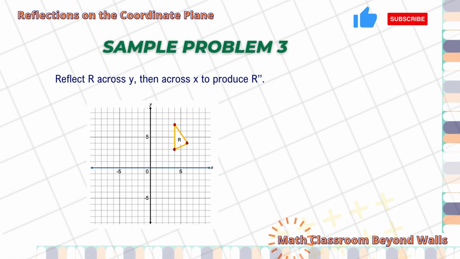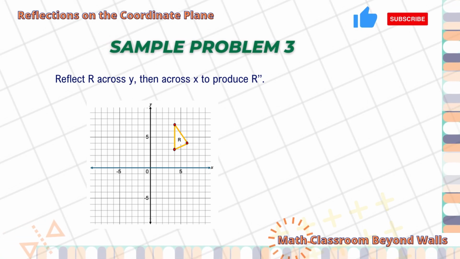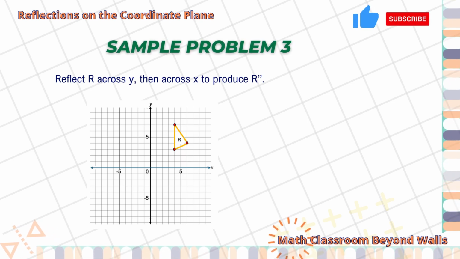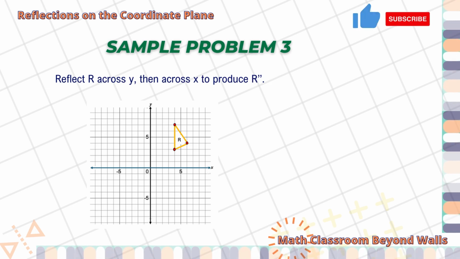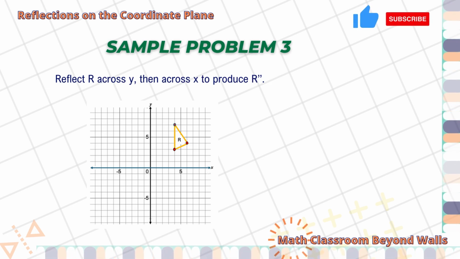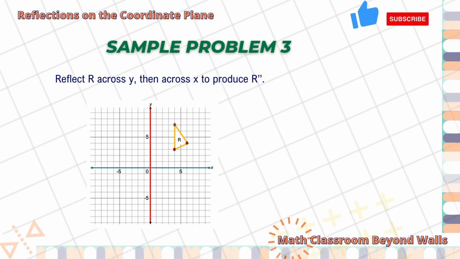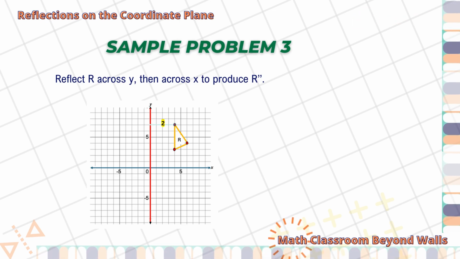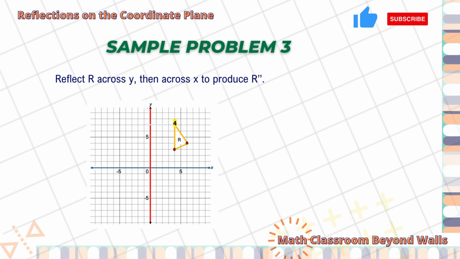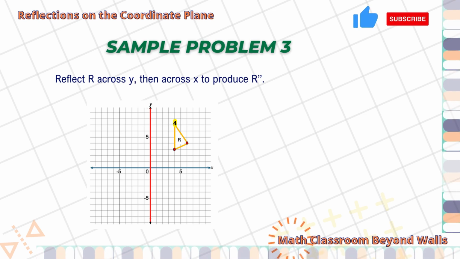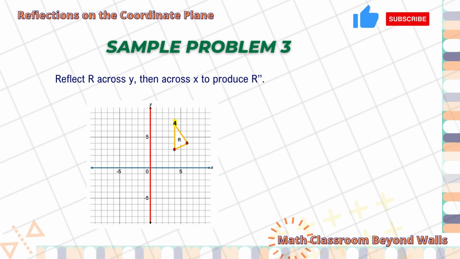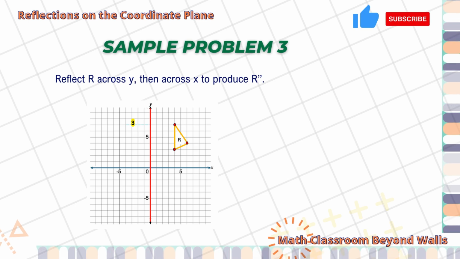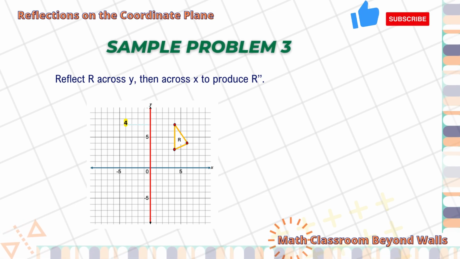Okay, we start by locating the vertices of the image after a first reflection. First, we determine how far the topmost point on the preimage is from the line of reflection, which is the y-axis. So we count 1, 2, 3, 4. Then from the line of reflection, we count going to the opposite direction. We count 1, 2, 3, 4. Here is now the first point on R prime.